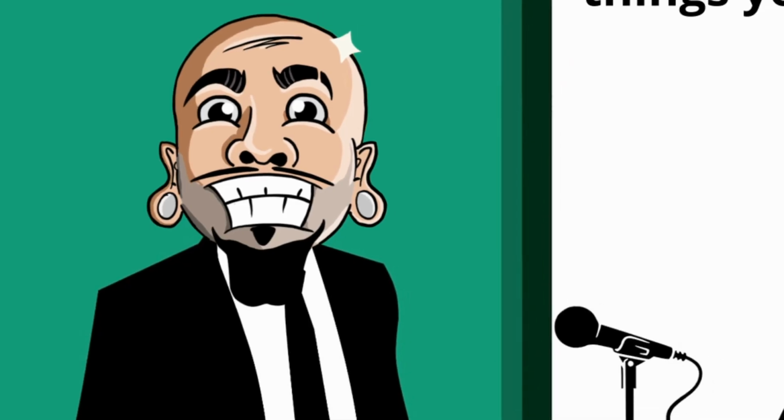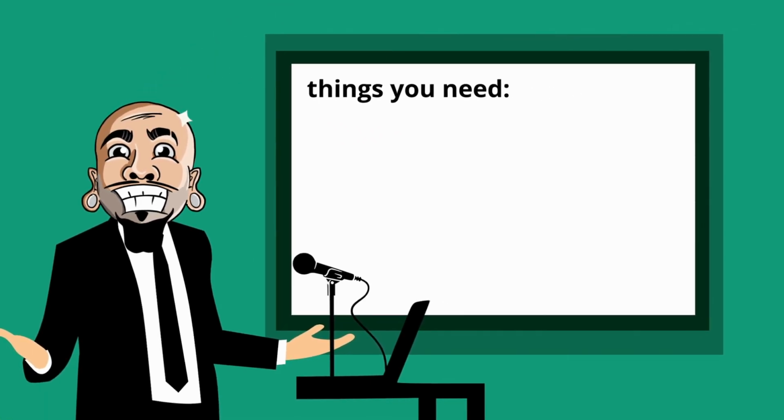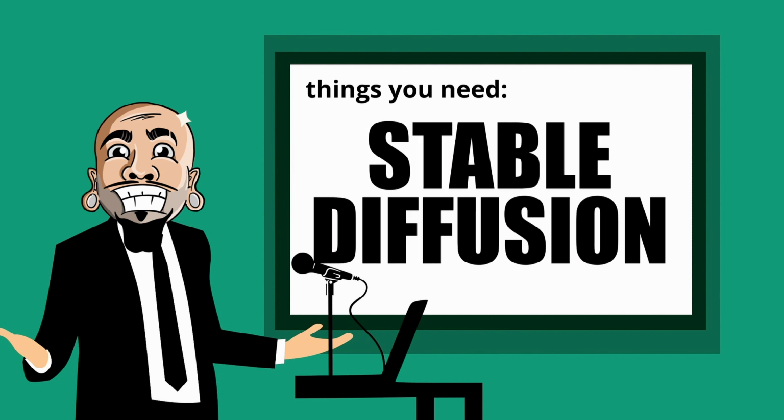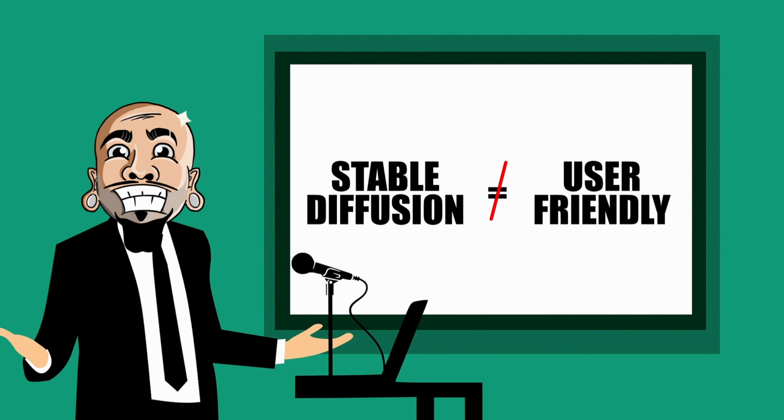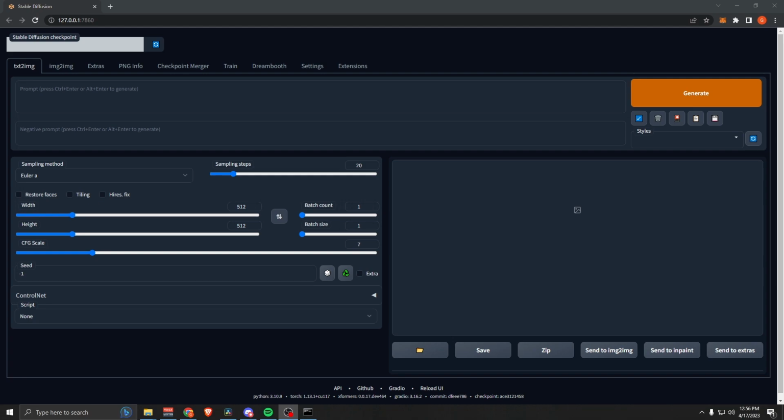Once that's rendered out, you need to install a software called Stable Diffusion, specifically Automatic 1111. Now this can be a little tricky to install, so I'll link a good tutorial in the description below. Once that's installed, you're gonna head over to the Extras tab.